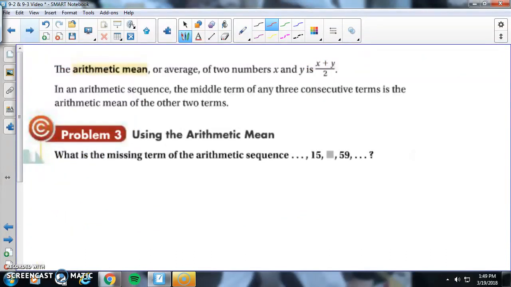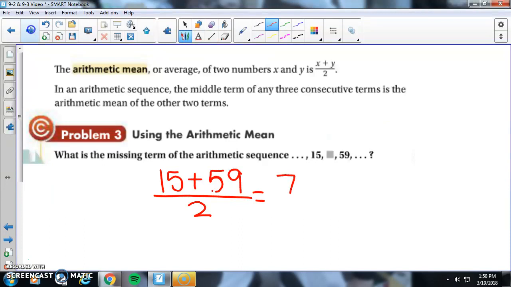Arithmetic mean, or the average of two numbers, x and y, is x plus y divided by 2. This is the middle term of any 3 consecutive terms. So we could find the average just like we did before. So I could do 15 plus 59 divided by 2. 15 plus 59 is equal to 74. 74 divided by 2 is 37. So that middle term would be 37.